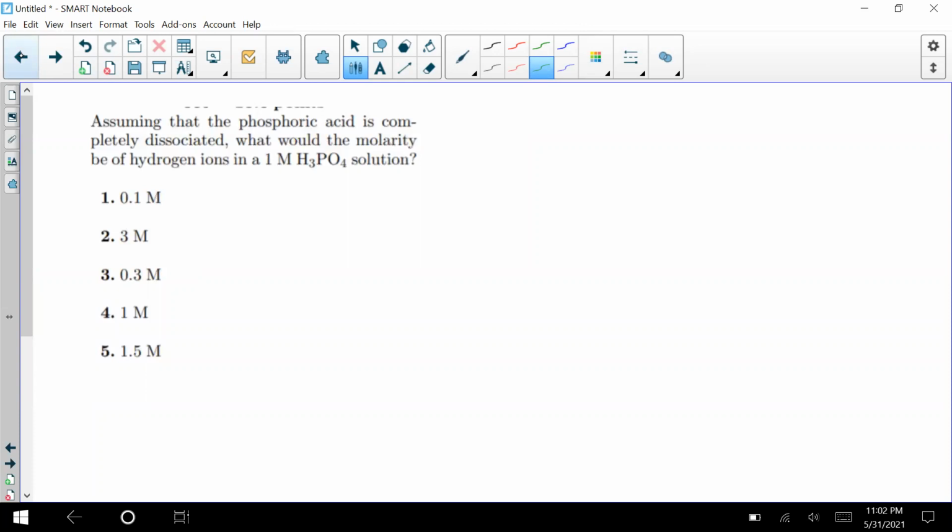All right, I think this is the last one here. So assuming that the phosphoric acid is completely dissociated. Now phosphoric acid should be in your notes, H3PO4. What would the molarity be of hydrogen ions in a 1 molar H3PO4 solution? Now, this is actually not a pH calculation problem. It's more like a theory question. So if this fully dissociates, what are we going to get? We're going to get 1 H plus, 2 H pluses, 3 H pluses, and a phosphate, because this is a triprotic acid.